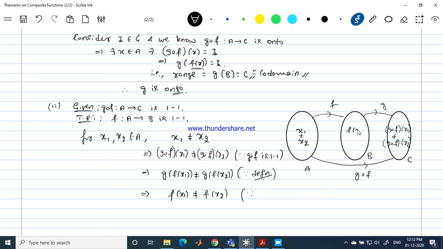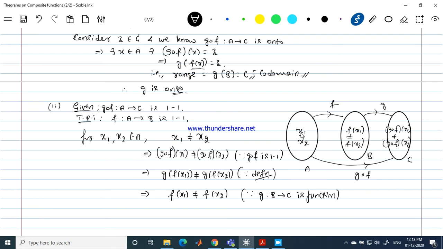Now have a look at this one. F of x1 not equal to F of x2. Suppose if these two are equal, what happens? If these two are equal, G is a function defined from B to C, and we have already written these two are different. Now if these two are the same, a single element P will be having two images. It is not true for the definition of a function. So because G is a function defined from B to C, these two cannot be the same. When these two are different elements, these two should be different.